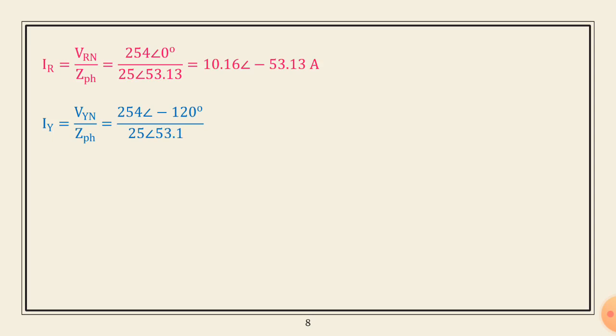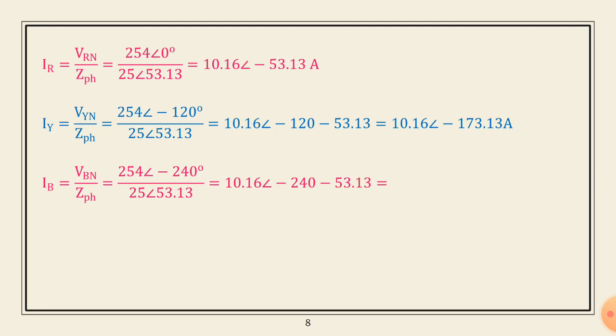Now what is the current? Simply phase voltage by the impedance. The phase voltage is 254 at an angle 0 and the impedance is 25 at an angle 53.13. When you take this 53 to the numerator, it becomes minus. Similarly IY, the voltage across the Y phase divided by its impedance. The only difference is here it is minus 120 since it is a balanced supply. And then IB. So these are the three line currents as well as phase currents.